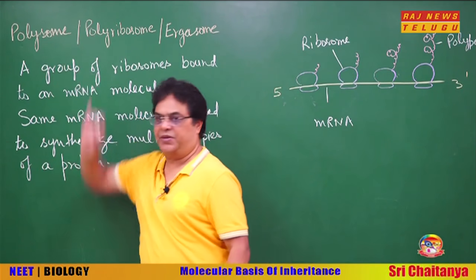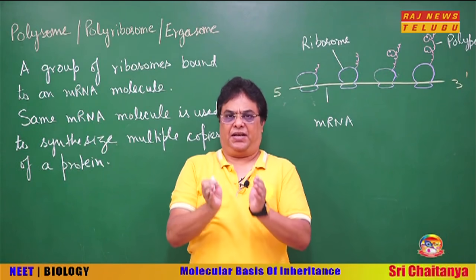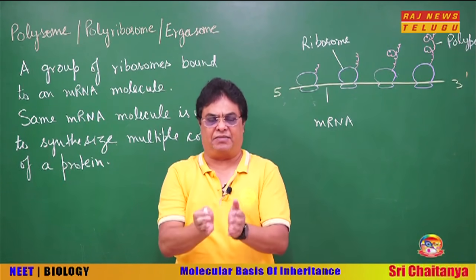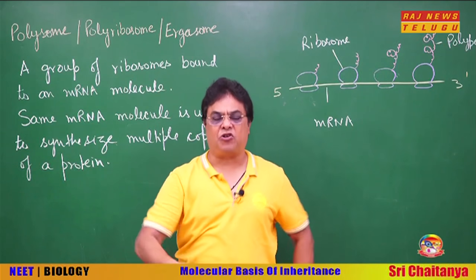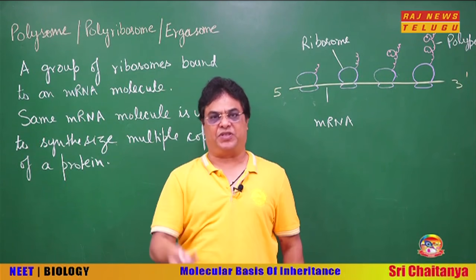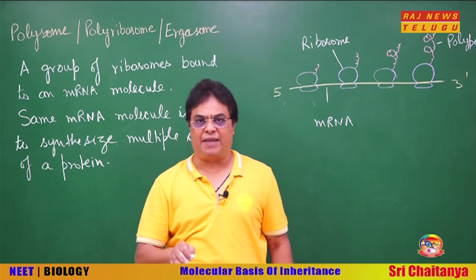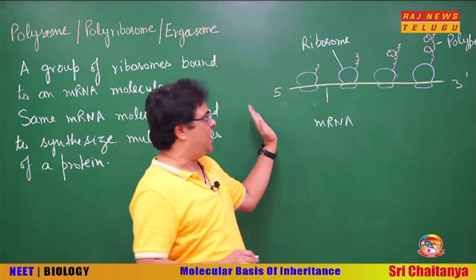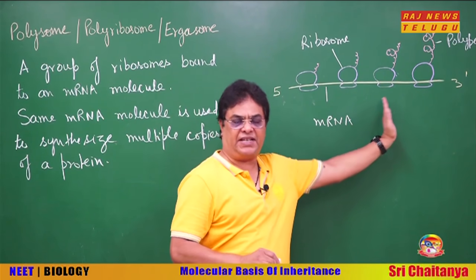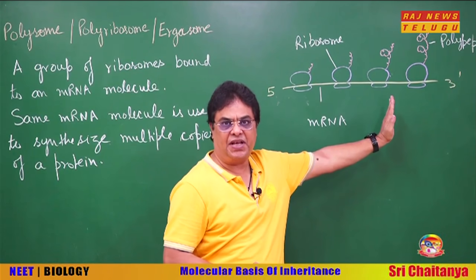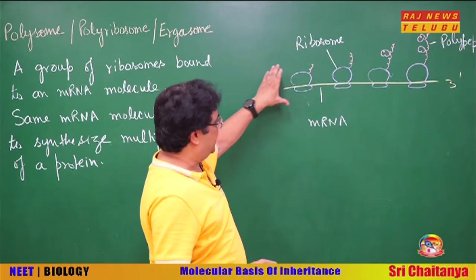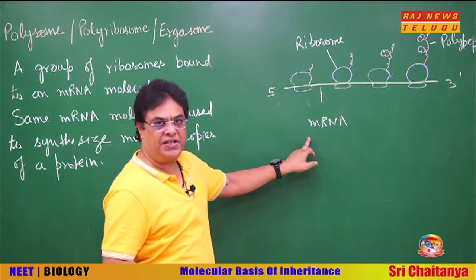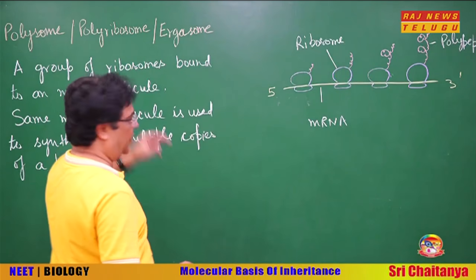So see, what is a polysome? Suppose the abundance of the mRNA in the cell is limited, but multiple copies of the same protein have to be synthesized by the cell. Then what happens? Many ribosomes attach to the same mRNA and they move simultaneously during the chain elongation process. This structure, many ribosomes attached to the same mRNA, is called polysome or polyribosome or ergosome.